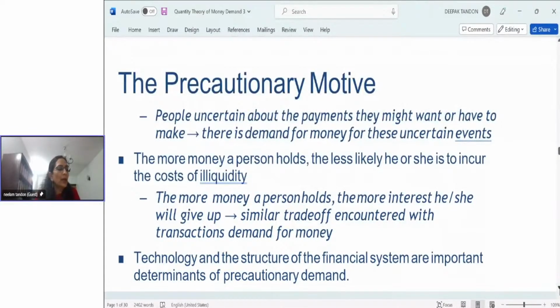The more advanced the financial system is, the more technology driven the financial system and the financial institutions are, the easier it becomes for people, or rather they become more motivated to go for savings. Yes, so precautionary demand increases in that case.